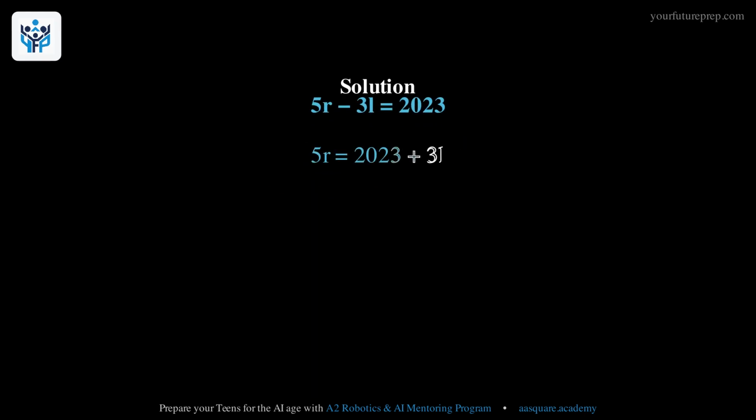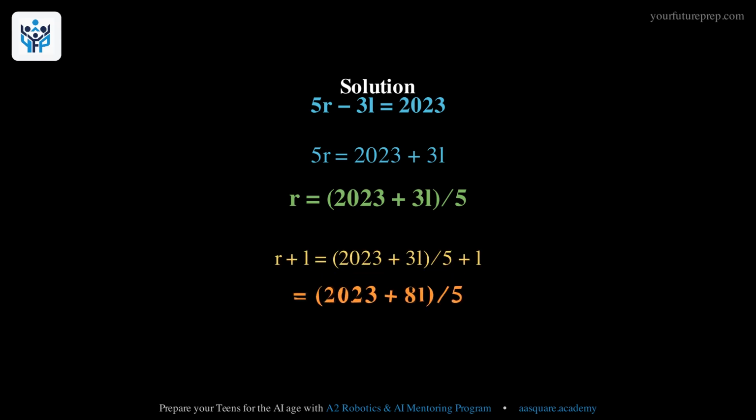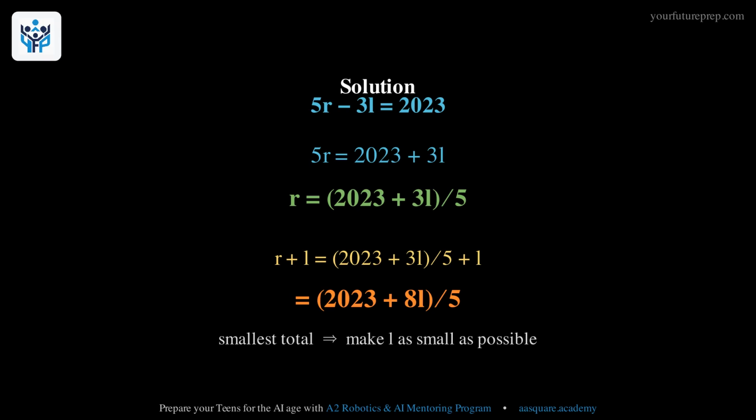Solve the equation for R. We get R equals the quantity 23 plus 3L, all divided by 5. Now add L to get the total number of jumps. The total, R plus L, becomes 23 plus 8L, all over 5. This grows as L grows. So to use the fewest jumps we make L as small as possible.